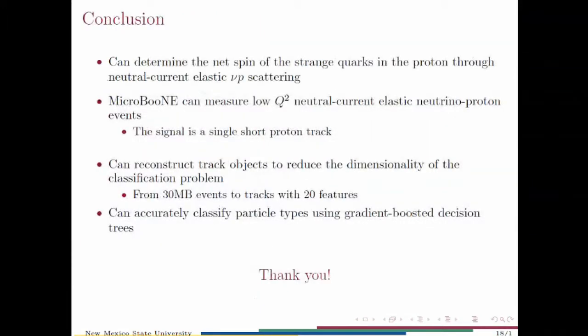Okay, so just to summarize, you can determine the net spin of the strange quarks in the proton in neutrino NC elastic scattering, and MicroBooNE will be able to make a measurement at Q squared lower than other neutrino experiments have made before. We can reduce the dimensionality of the classification problem by reconstructing tracked objects first, going from about 30 megabyte events to just 20 floats. And then we can accurately classify protons using gradient boosted decision trees.